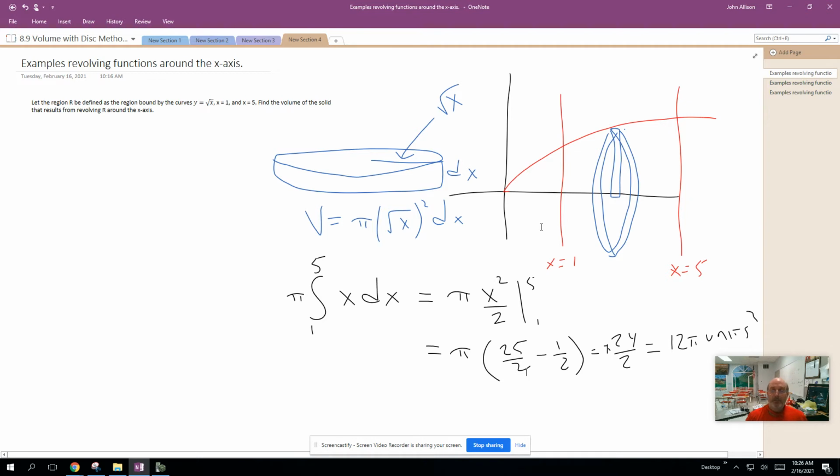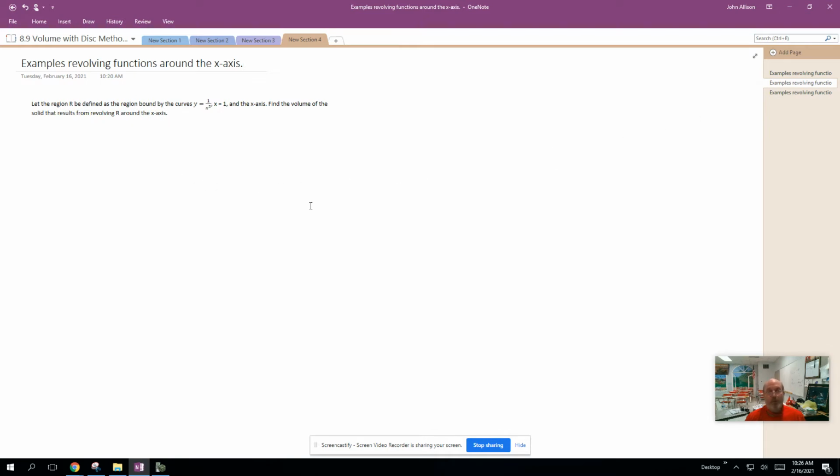Let's go to the next example. That's how we do that. Show all that work and you should be fine. Let's do another one. This time, this is a BC example, so you can skip this part if you're in an AB calculus class.